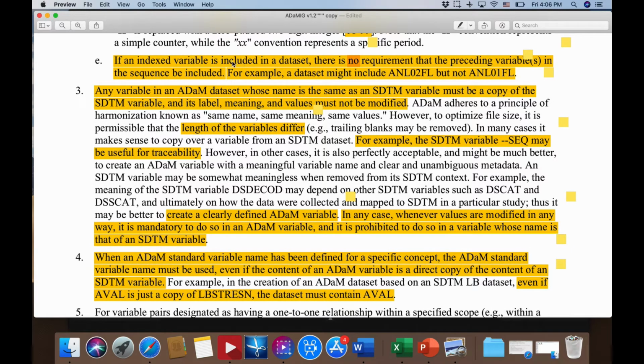And this one basically tells you that if a dataset has a variable like analysis flag 02, you don't need the 01 flag. So this is not required if you want to have this variable. Okay.